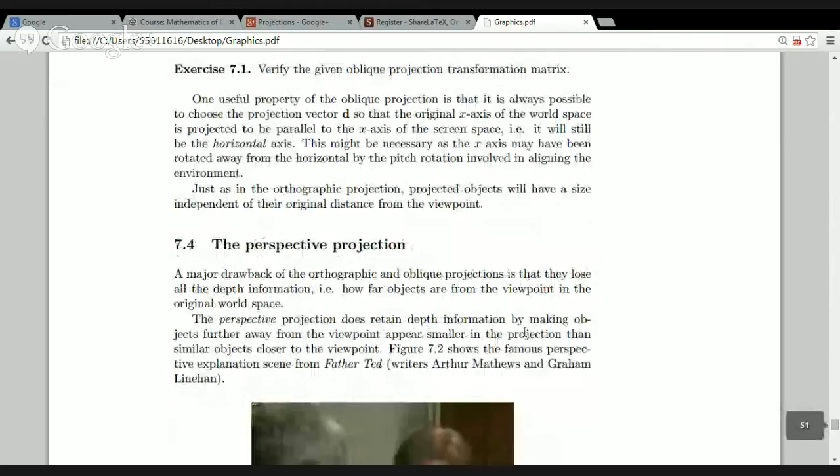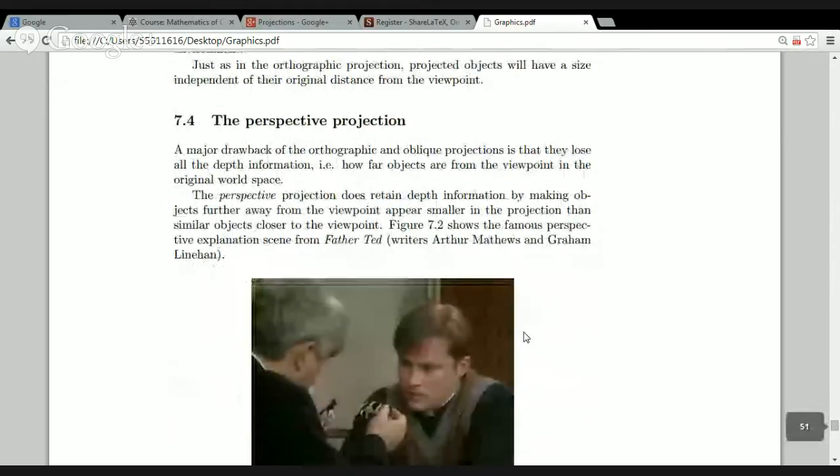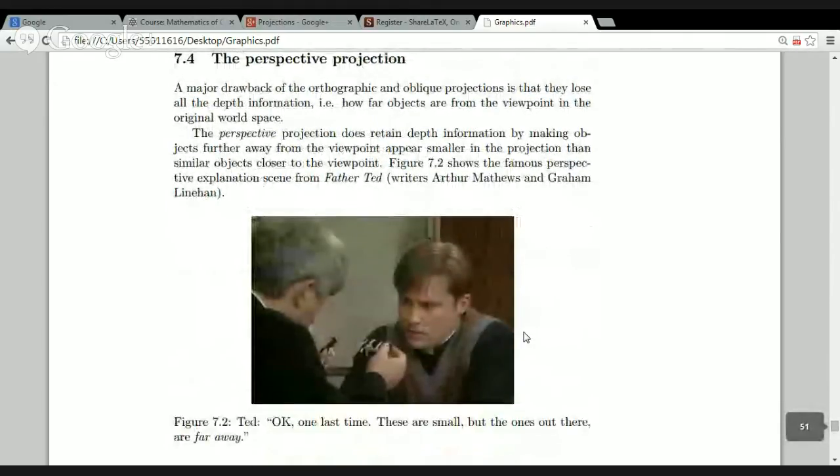So we come now to perspective projection. For the purposes of computer games and creating a realistic view of the environment, this is of course seen as the better type of projection to do, because it retains the depth information.